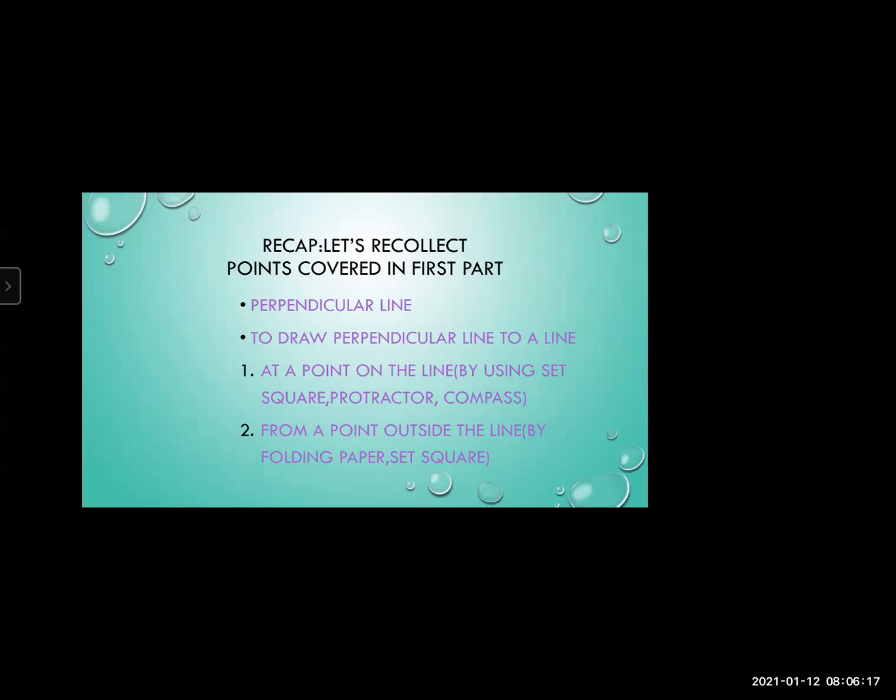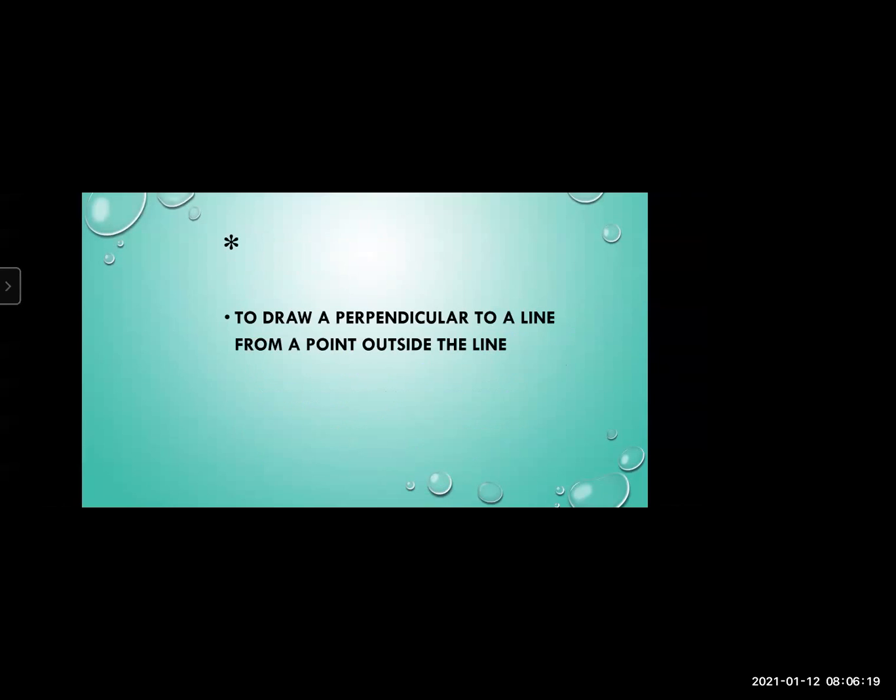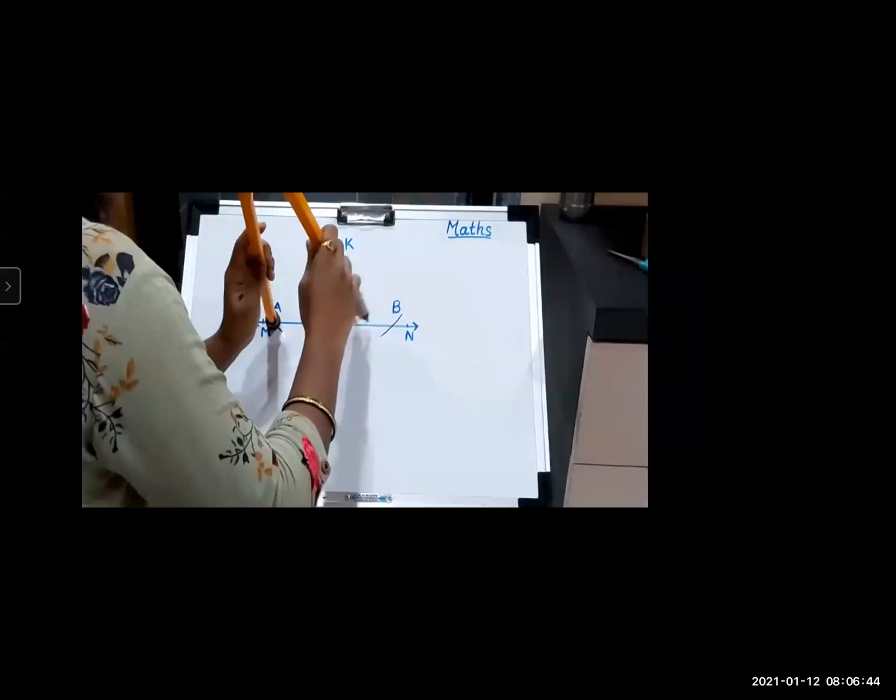So let's see what we are going to learn today. This is a new topic. Today's session is to draw a perpendicular line to a line from a point outside the line. Means the point will not be given on the same line. The point will be given outside the line, and there you have to draw the perpendicular to it. So let's see how to do that.